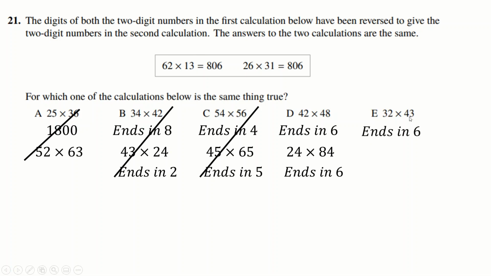Here, when you multiply, you get a number ending in 6. Swap the digits, you get ending in 2, just like before. So that can't work. So the only one that has any chance of working is this one, even though I haven't bothered to work out what it is. Because it's the only one that could possibly work, it must therefore be the one that works. And I'll have my answer.